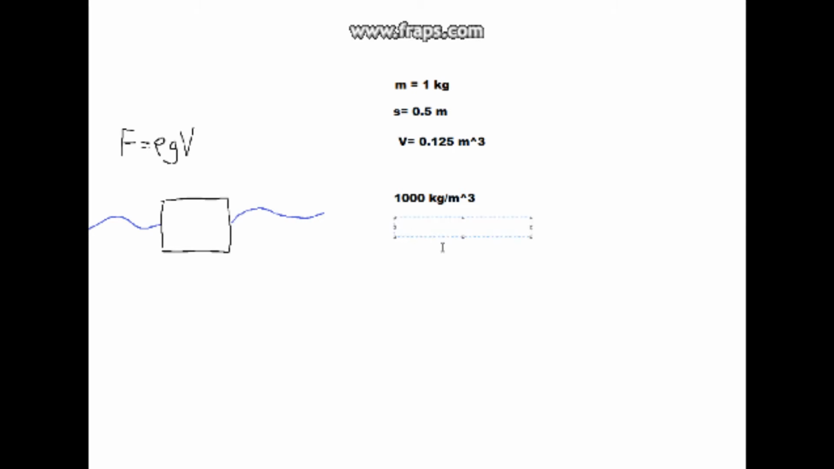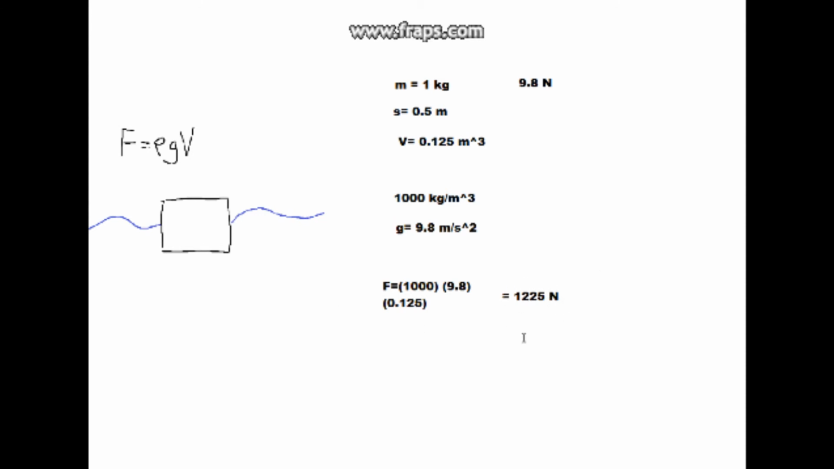The generally accepted value for gravity is 9.8 meters per second squared, and that is the average value for gravity on Earth. Assuming that this block is on Earth, this gravity value is correct. The product of all of these is a 1,225 Newton buoyant force. However, our mass of our block is in kilograms, but that is an easy fix because all we need to do to find the weight is multiply the mass by the coefficient of gravity, which is 9.8, so that gives us 9.8 newtons.